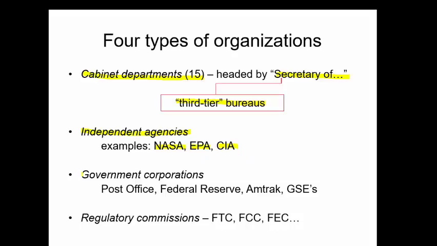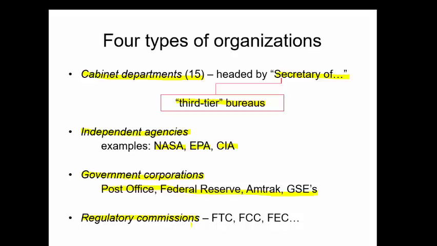Another type of organization in the executive branch are government corporations. So we'll explain what those are, why they're called government corporations, and here are some examples of some government corporations that we'll be talking about here in a few minutes. And then the fourth type of organization are the regulatory commissions, such as the Federal Trade Commission, Federal Communications Commission, that sort of thing. They are responsible for regulating these various sectors of our society and why they may need to do that.